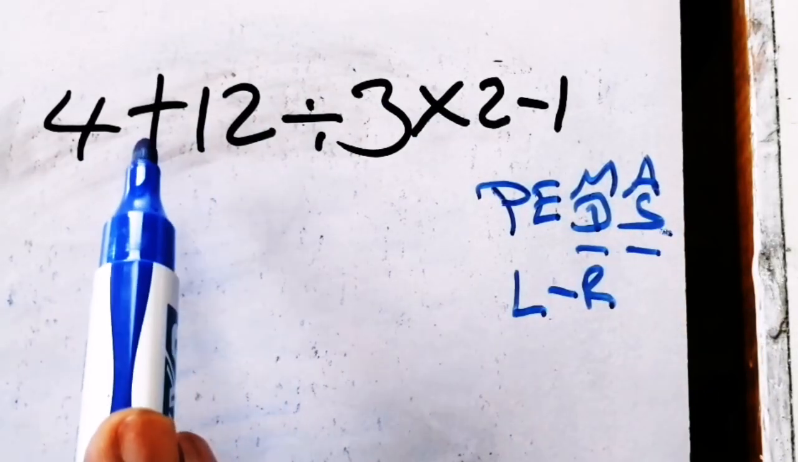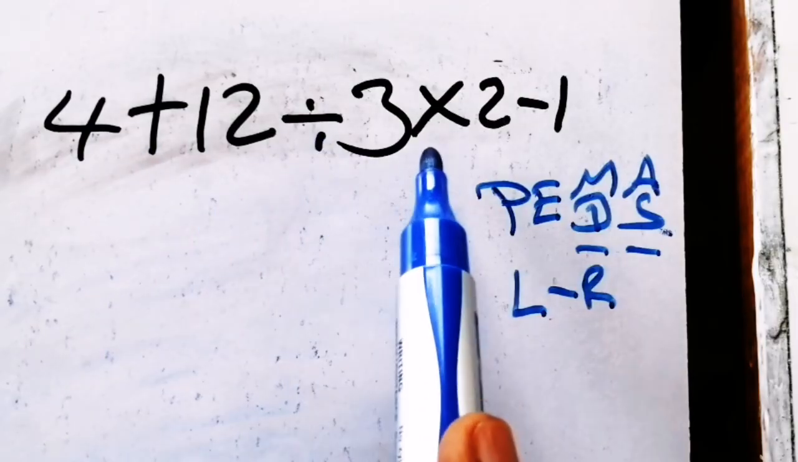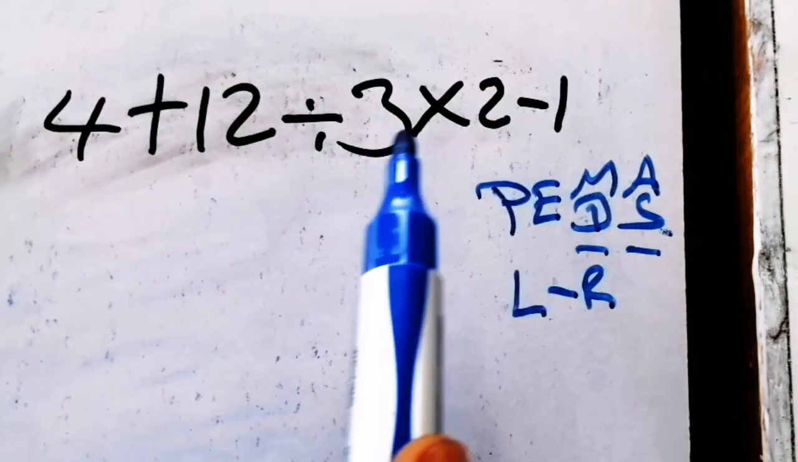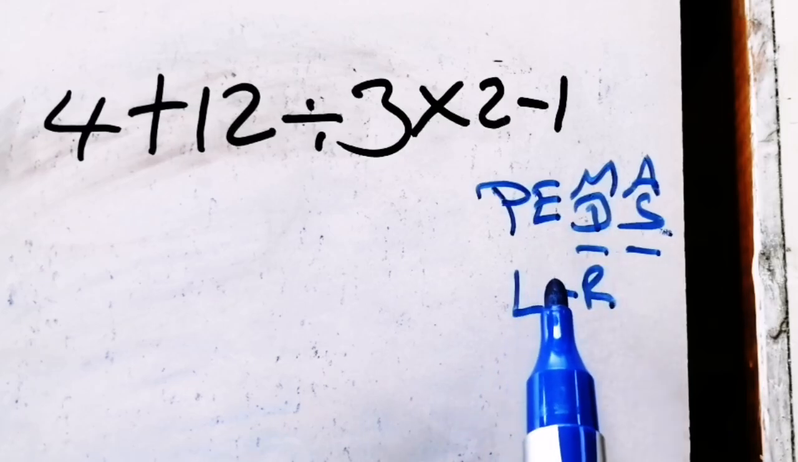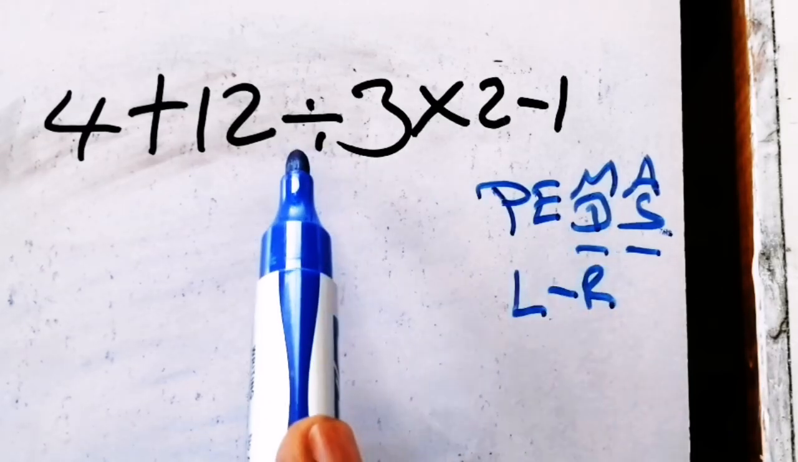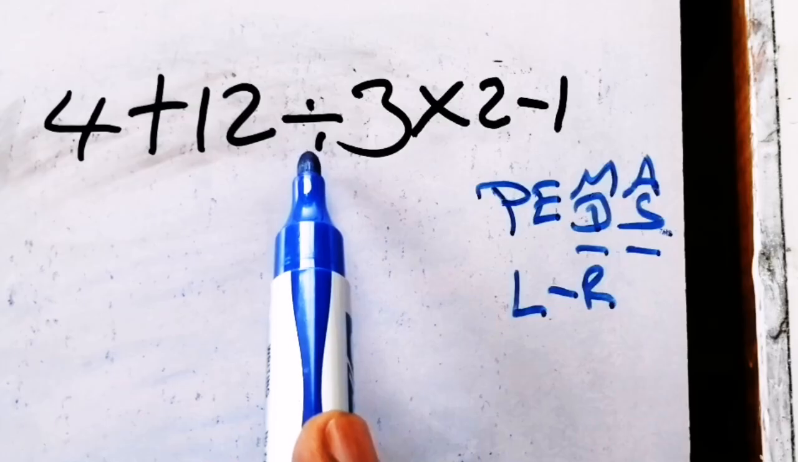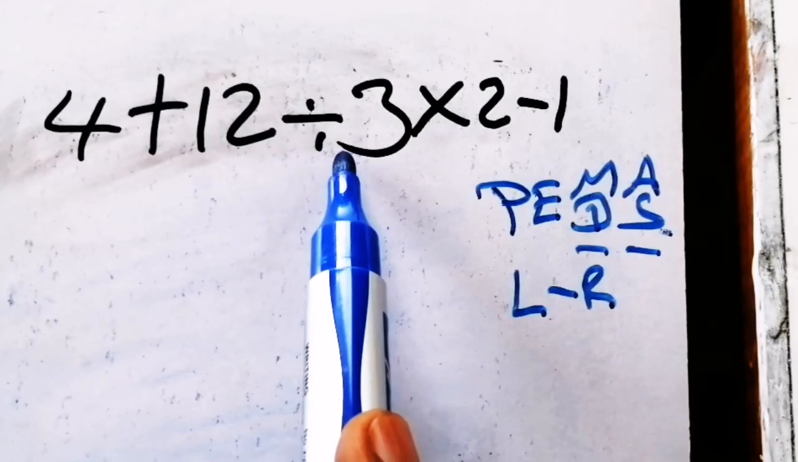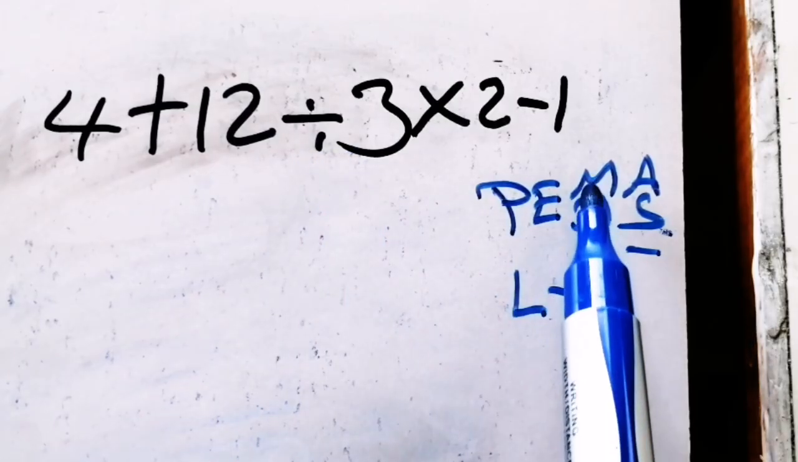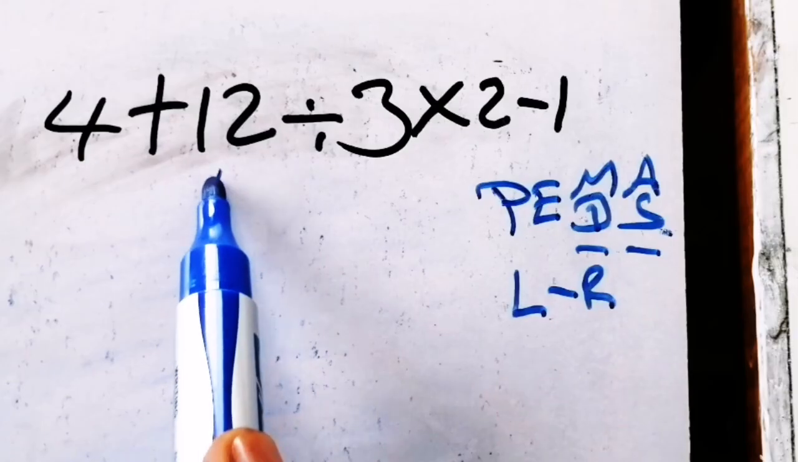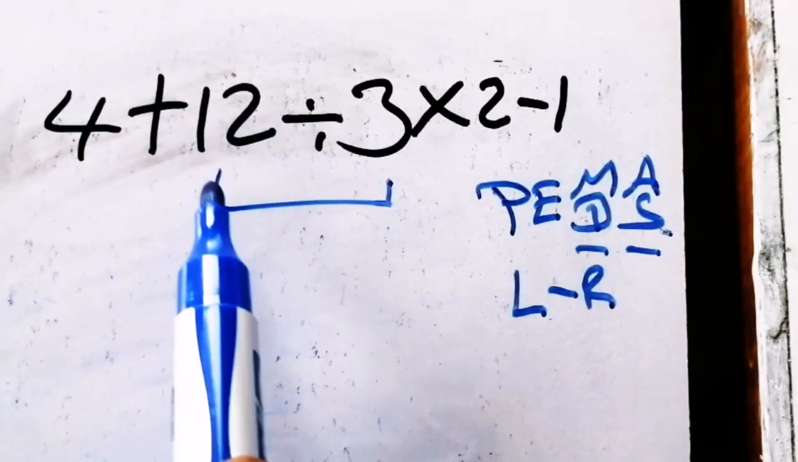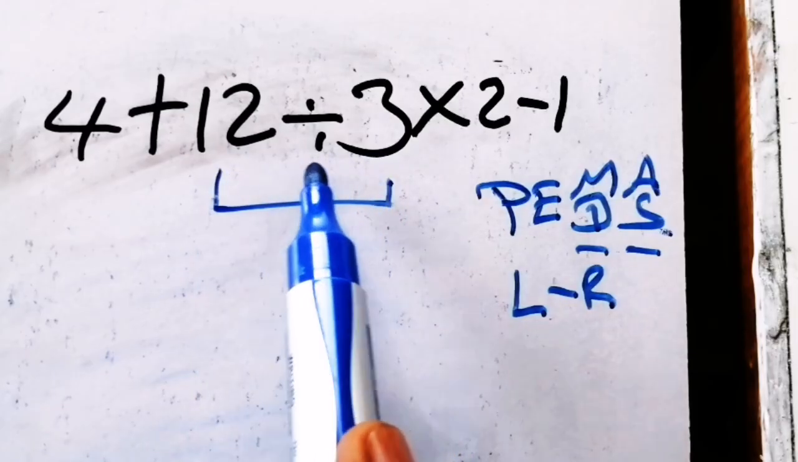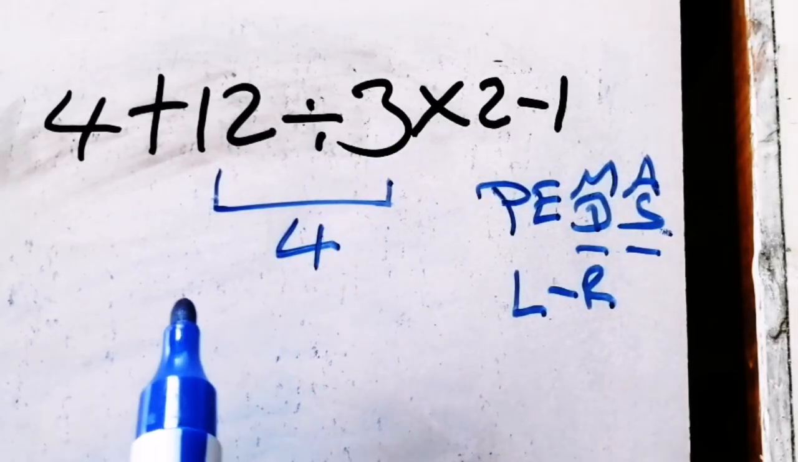In this expression, there is one addition here, one division, one multiplication, and one subtraction. Therefore, according to PEMDAS, first we have to do this division, okay? This division, because multiplication and division have equal priority, but this division is found to the left of this multiplication, okay? Therefore, it has higher priority. Therefore, 12 divided by 3, which equals 4.